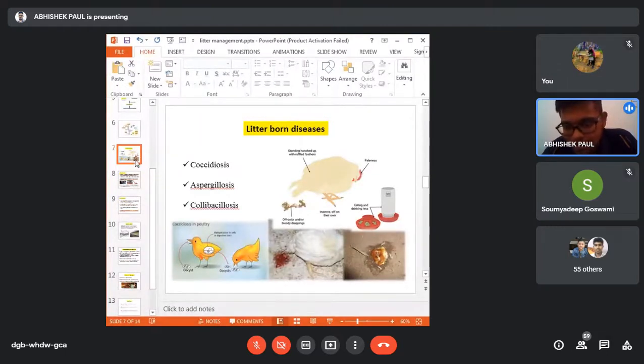Colibacillosis is nothing but E. coli infection. I hope you know what E. coli is. E. coli is one bacteria, so colibacillosis is caused by bacteria. Coccidiosis is protozoal, and aspergillosis is one fungal disease. These are the diseases directly related to the litter. These are litter-borne, that's why the word came. If the litter is not good, then this disease may happen. And the ammonia part is there.